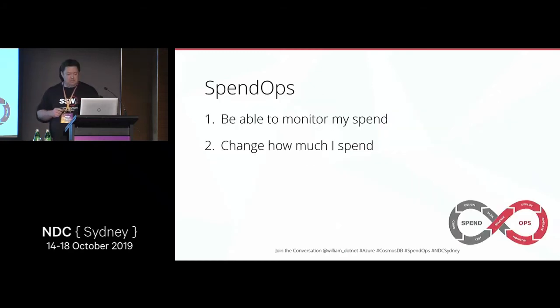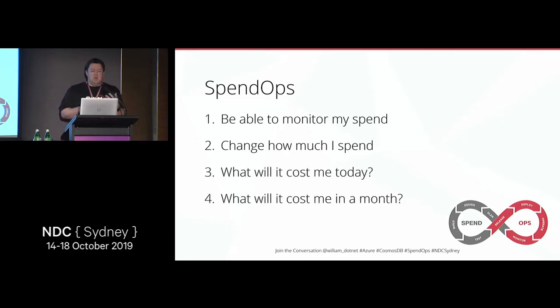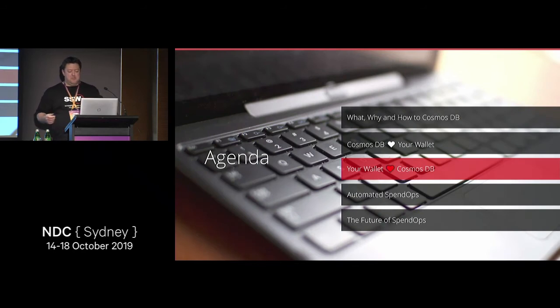So, with SpendOps, we want to be able to monitor our spend, and also want to be able to change how much we spend. So if last month's sales were good, maybe this month we can spend a little bit more, make the app perform a bit better, or if they weren't so good, spend a bit less, but hopefully not affect the customer experience, just to recover some of those costs. But we also want to be able to, if we make a code change today, know how much that is going to cost me. And I want to project that forward for another month so I can come up with a budget and be aware of what's happening. So now what we want to do is to see what we can do by implementing SpendOps to make our wallets love Cosmos DB.